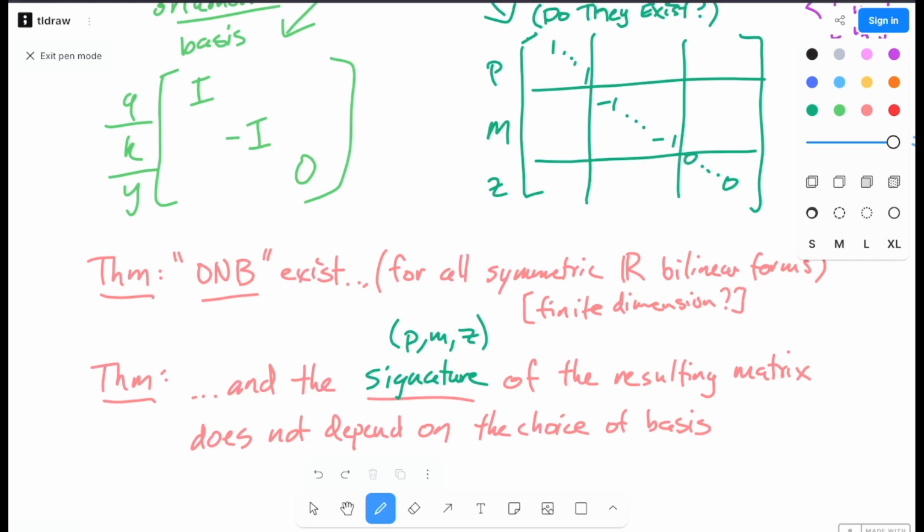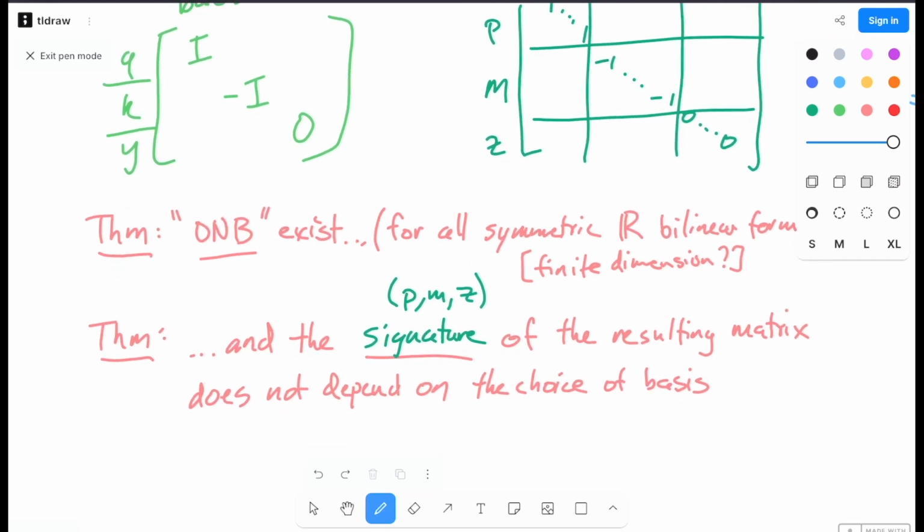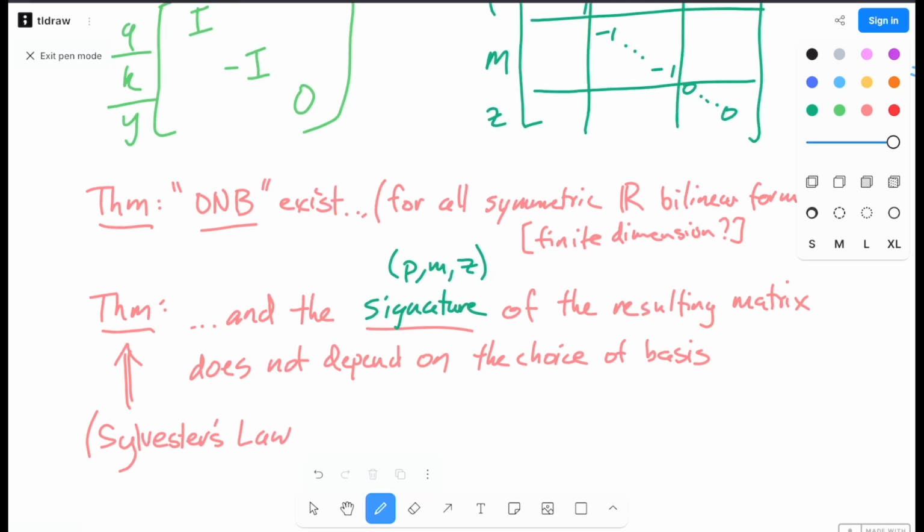Of these two theorems, this second one is usually considered the more significant one. So this has a fancy name. This is called Sylvester's. So Artin just calls it Sylvester's law. You'll also find it, for instance, on Wikipedia called Sylvester's law of inertia. And I cannot explain to you what this word is doing in this context.